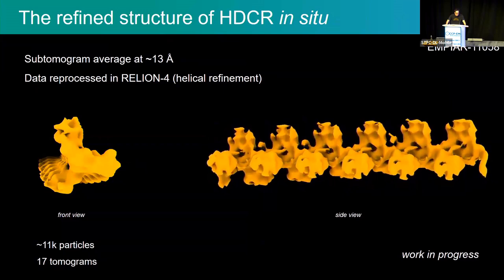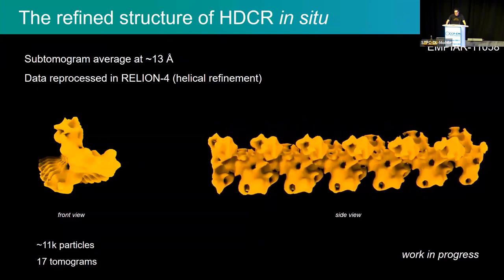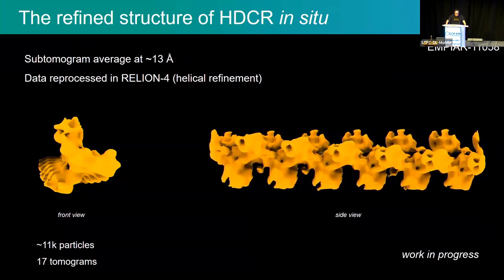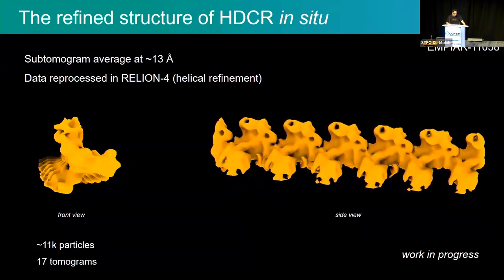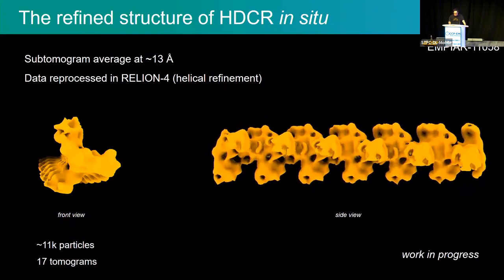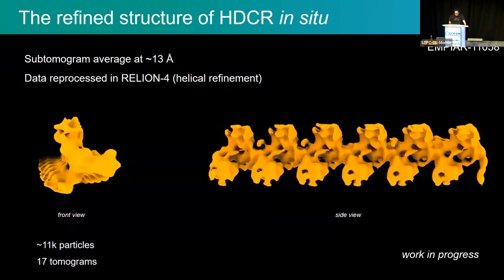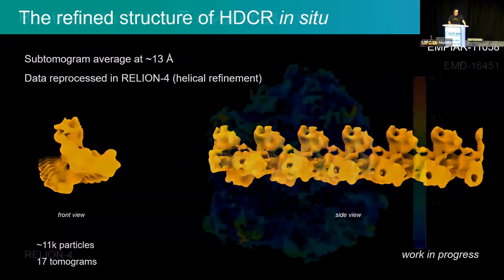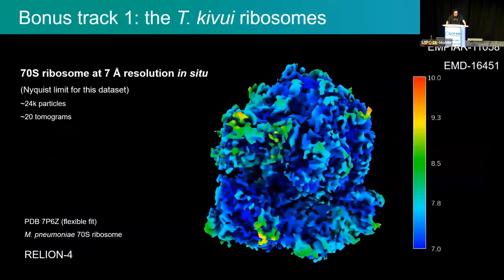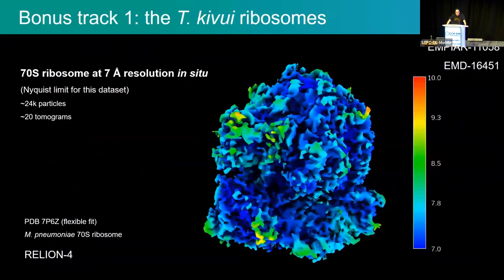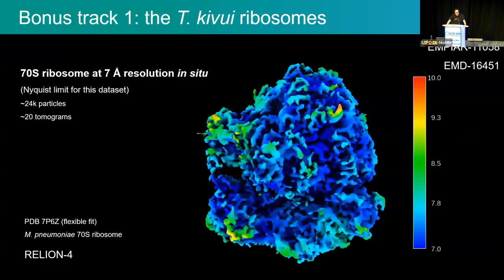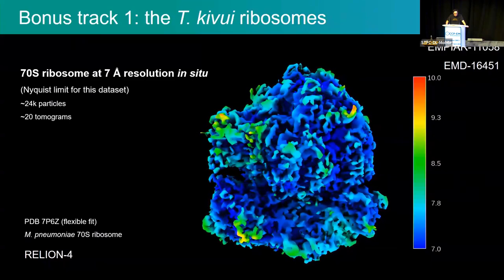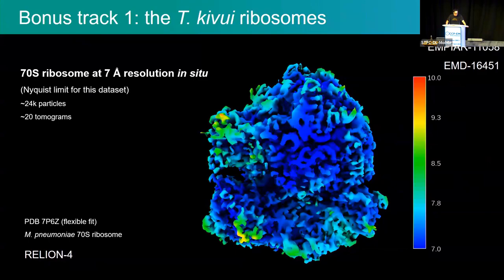And it's very nice to see how just with new methods, we can squeeze more information out of the same data set. This is from about 11,000 particles from 17 tomograms. And another thing that I have processed from this same data set are the ribosomes from TKV, also using RELION 4. And the ribosomes here, they reached the 7 angstrom resolution, which is the limit for this data set. So this validated our pipeline very well.